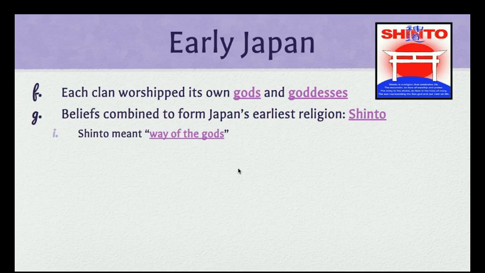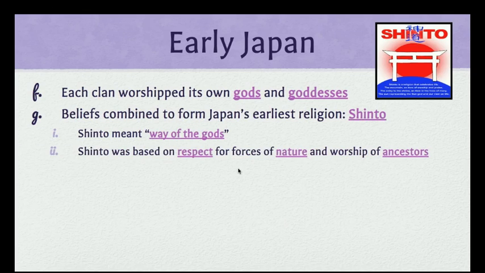So Shinto meant way of the gods. The gods in Japanese culture, again, similar to the Chinese, in that they don't have a lot of divine gods. It's not like the Egyptian gods or the Greek gods. They're more like spirits that dwell in nature. So Shinto was based on respect for the forces of nature and the worship of ancestors.